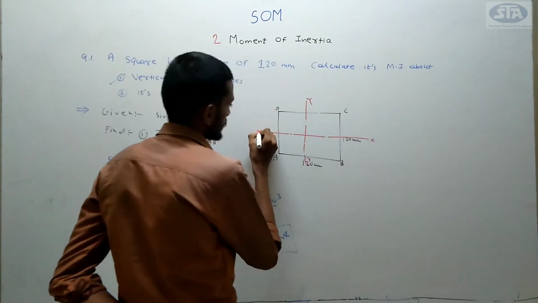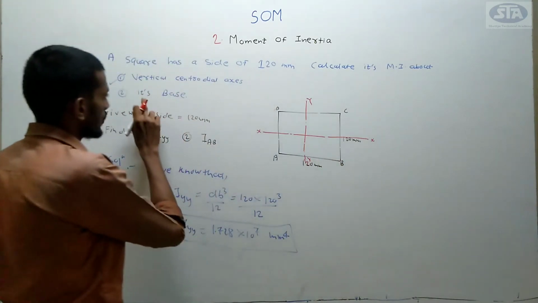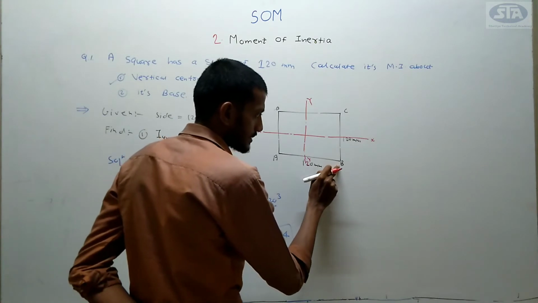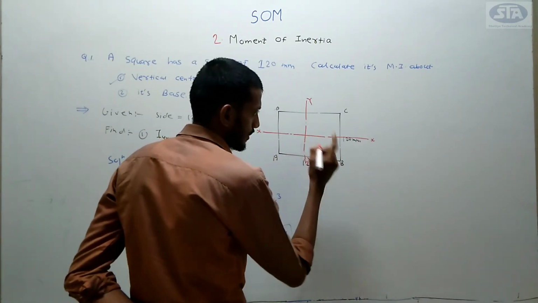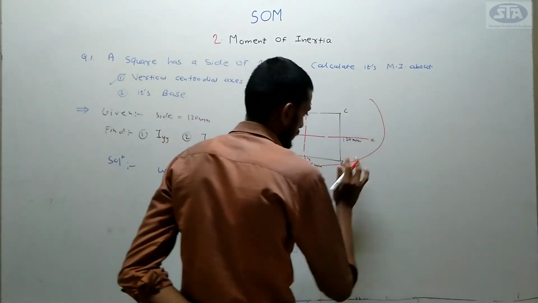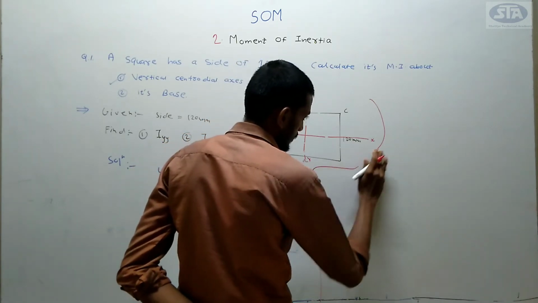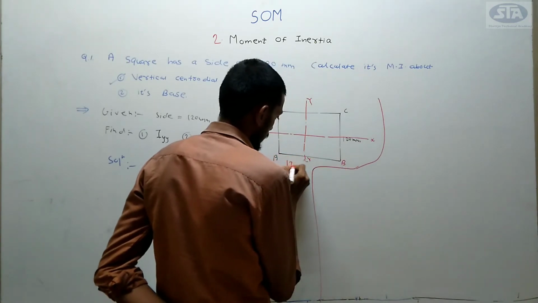That is called the x axis. And AB, we have to find the moment of inertia about AB. That AB is again an axis. So here AB is parallel to the x axis, then we can apply the parallel axis theorem. Hence, as AB is parallel to the x axis, this is called B, this is 120 mm.